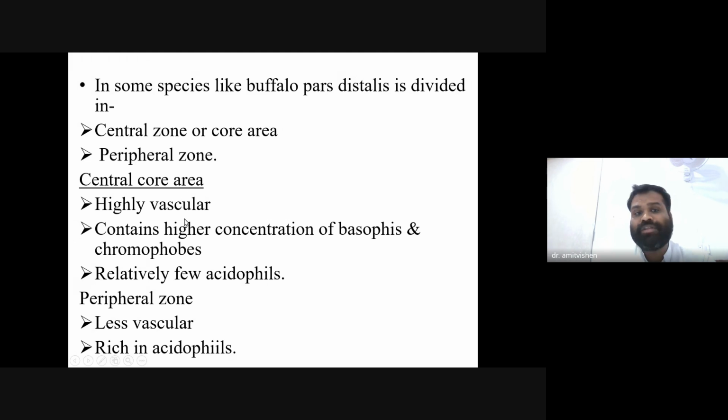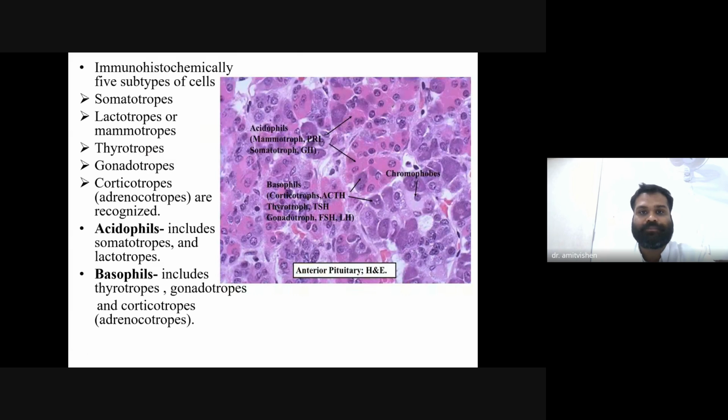And this central zone is highly vascular. Vascularity, how will we see the vascularity? There will be more and more blood vessels, arteries and veins present. And it contains a higher concentration of basophils and chromophobe cells. And if I talk about the peripheral zone, it is less vascular and it is rich in acidophil cells. You can see here, acidophil.